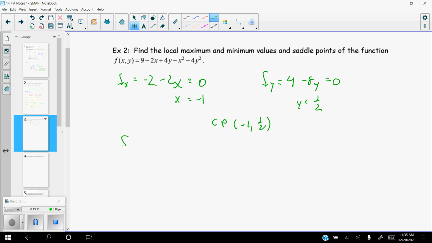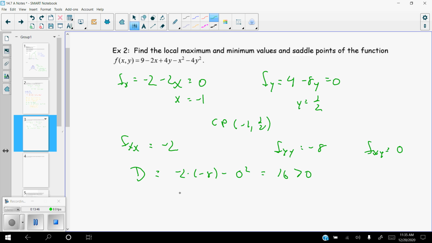So we are going to need fxx, which in this case is going to be negative 2. We're going to need fyy, which in this case is going to be negative 8. And we are going to need fxy, which is 0, and the second derivative with respect to y of x is also going to be 0. So what we get is our determinant is negative 2 times negative 8 minus 0 squared. So we get 16. Once again, that is greater than 0, indicating that we do have a critical point.